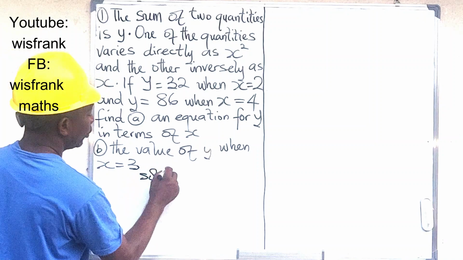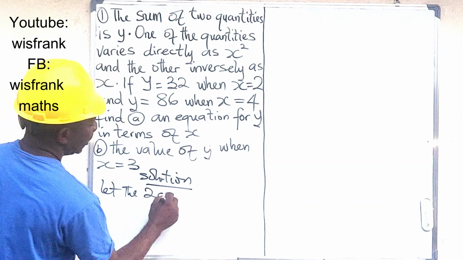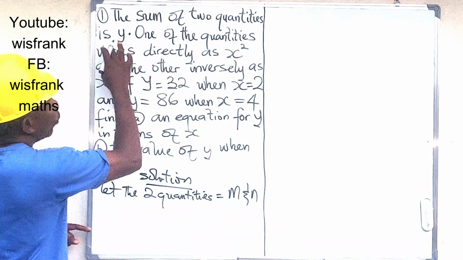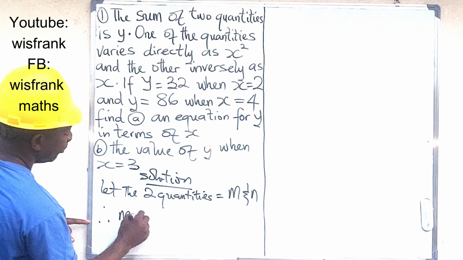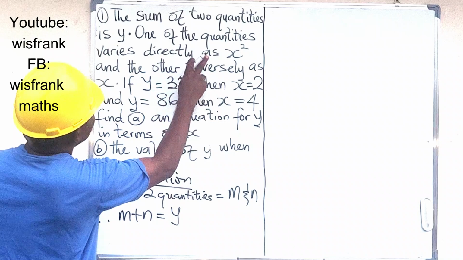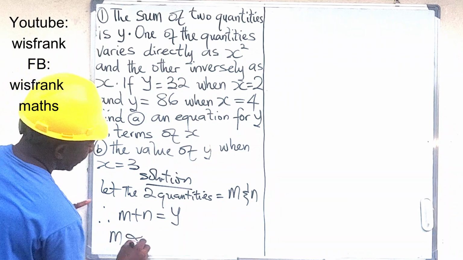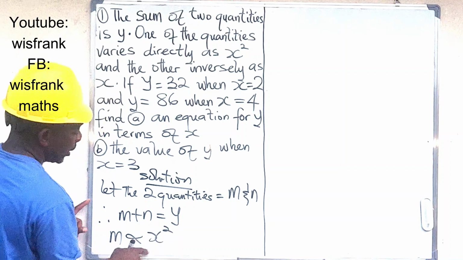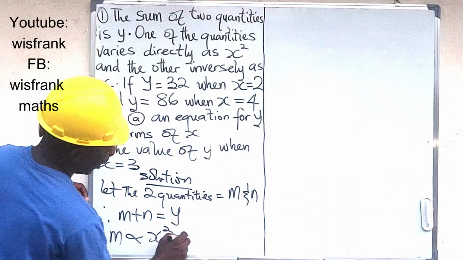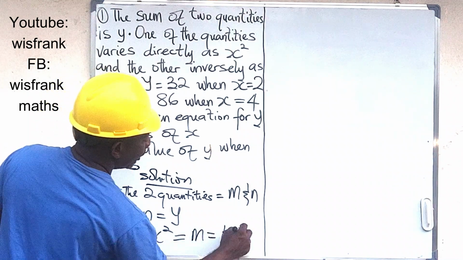So we have the solution. It says two quantities. We say let the two quantities equal m and n. The question says the sum of two quantities equals y. Therefore, we have m plus n equals y. One of the quantities varies directly as x squared. We take m as the first one, varies directly as x squared. So in this case, we have a proportionality sign here. For us to remove it and put an equality sign, we have to introduce a constant. So this will give us m equals k1 x squared.